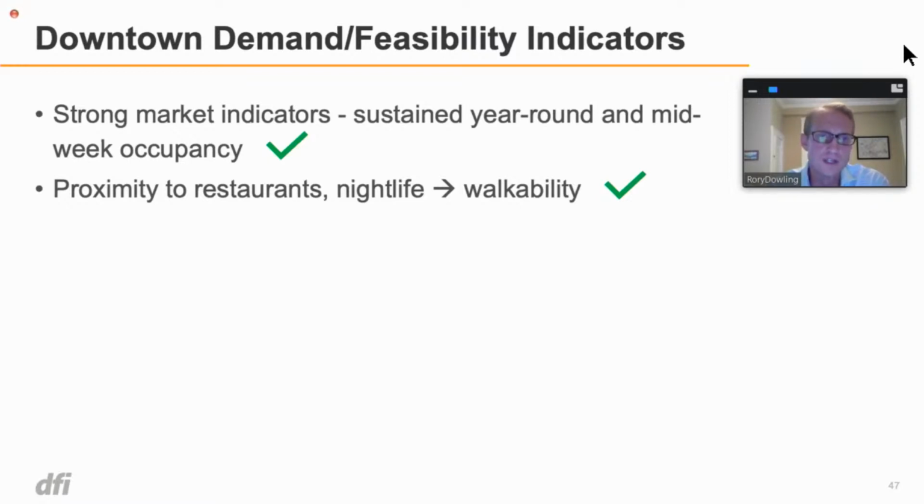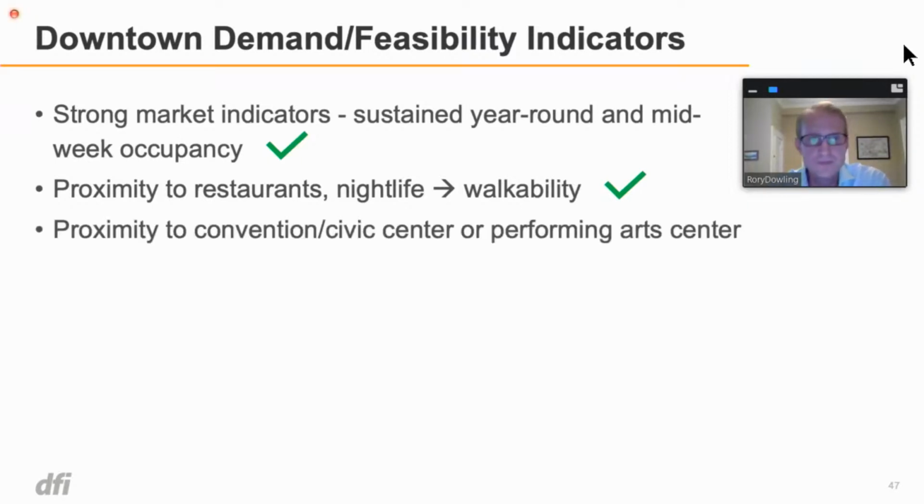People that like to stay in downtown don't want to get back in the car. They want to be able to walk to restaurants, nightlife. They want to have that walkability, which downtown already has.